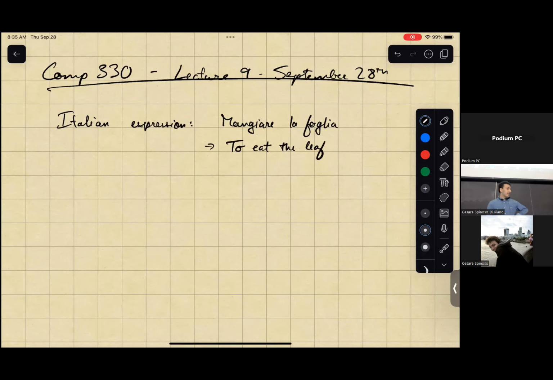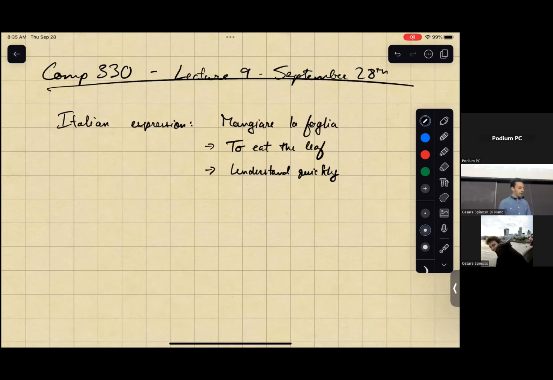But the figurative meaning means to understand quickly. So now, how can I use this in a sentence? I'm sure you're all wondering, how can I fit this into an educational context? So here's the sentence. Cesare hopes that his explanations today will help his 330 students mangiare la foglia. So I hope you can eat a lot of leaves today.